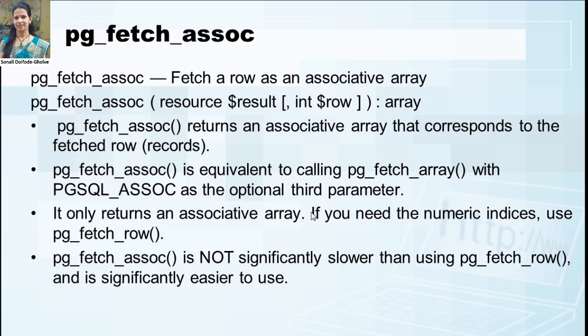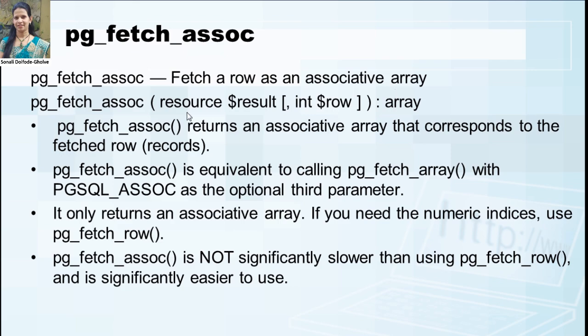pg_fetch_assoc. This ASSOC means associative array. This pg_fetch_assoc fetches a row as an associative array. We are using this as an associative array. Actually, it is equivalent to pg_fetch_array with PGSQL_ASSOC as the optional third parameter. When there is a third parameter PGSQL_ASSOC, then it only returns an associative array.